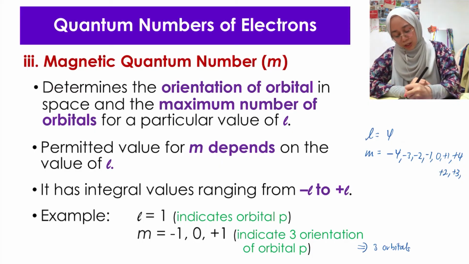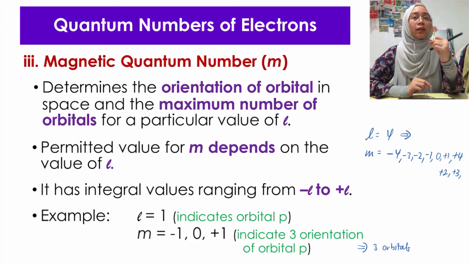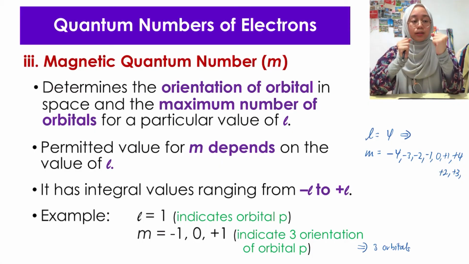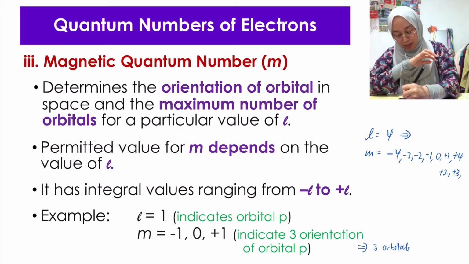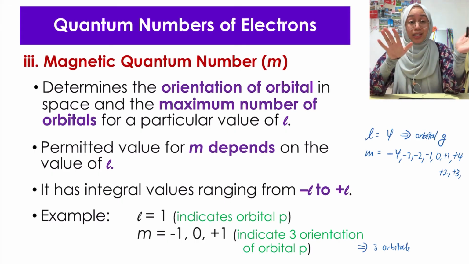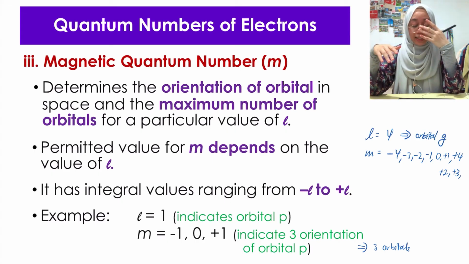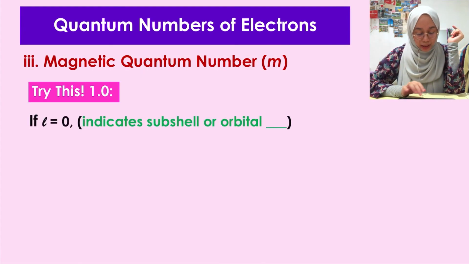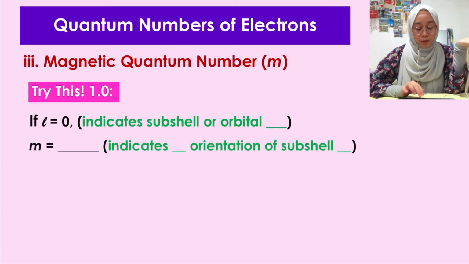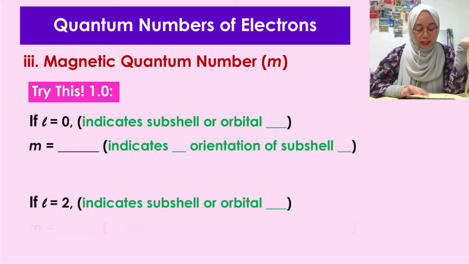L equals to 4 ni which particular orbital lah? Kalau S, P, D, F, G. Ni adalah orbital G. Okay, kita takkan pergi sampai situ lah sebenarnya. So don't worry. Okay, so I'm just giving you example dekat sini. Okay, next. Kamu kena try sendiri yang ni nanti. Okay, if L equals to 0, kamu try sendirilah soalan ni.